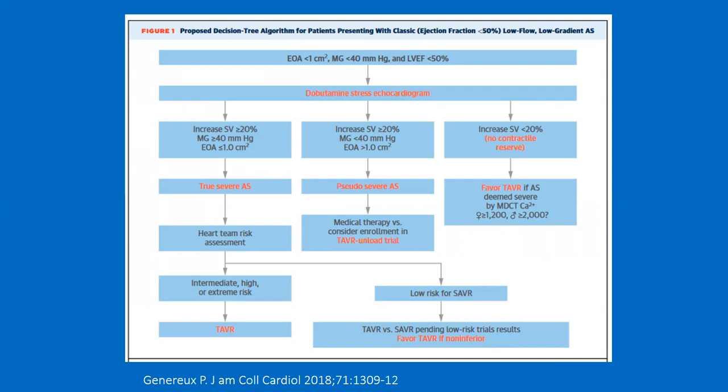And we know now that patients who are at low risk have been enrolled in studies, and they have good results with TAVI not being inferior. Now, another response to dobutamine stress, if there is inotropic reserve, but the mean gradient remains less than 40 millimeters mercury, and the aortic valve area increases more than 1. You remember that this is pseudo-severe aortic stenosis.